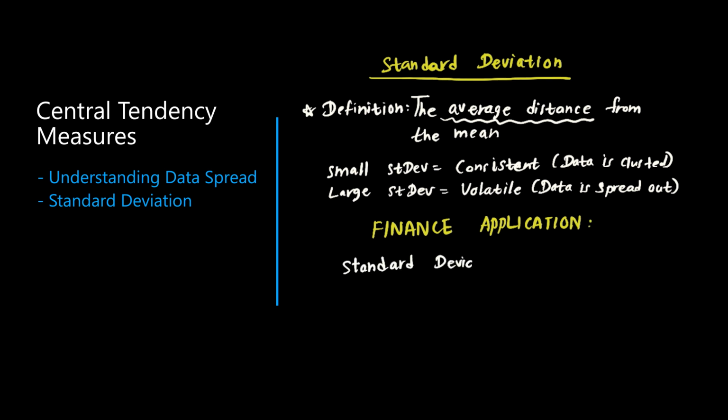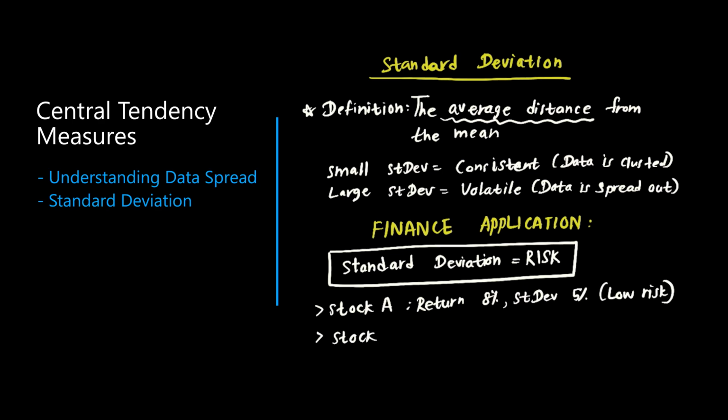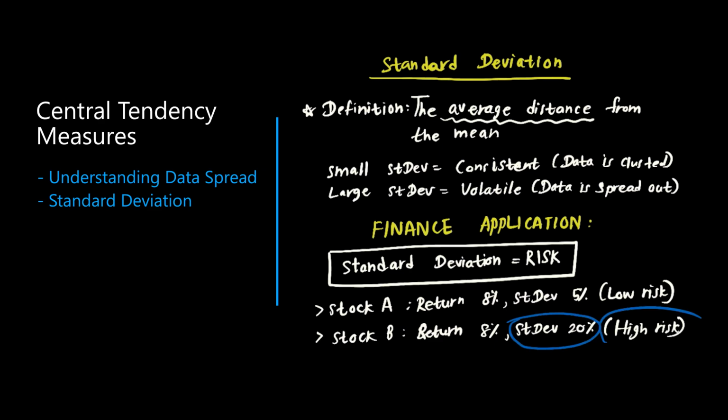In the world of finance, standard deviation is the single most common measure of investment risk. If you're looking at 2 stocks, and both have an average annual return of 8%, you might think they're equal. But if stock A has a standard deviation of 5%, and stock B has a standard deviation of 20%, they are vastly different investments. Stock B is much riskier. Its price swings wildly above and below that 8% average, while stock A stays much closer to it.